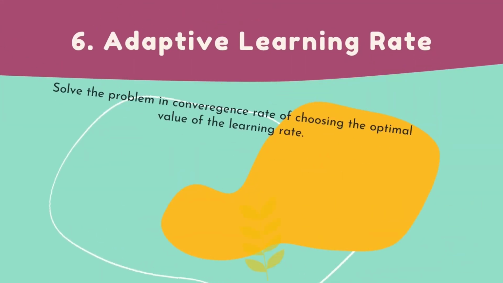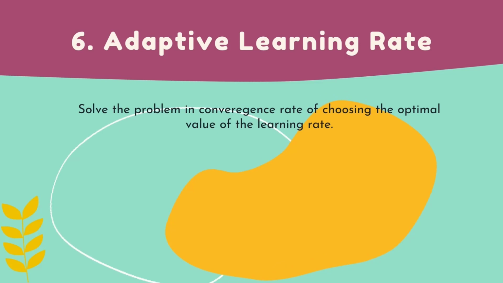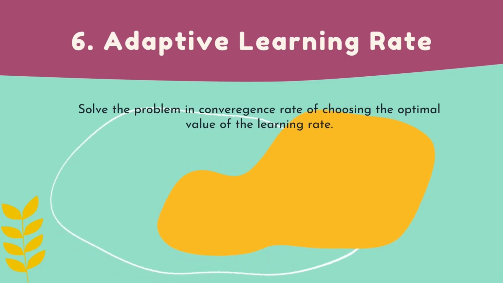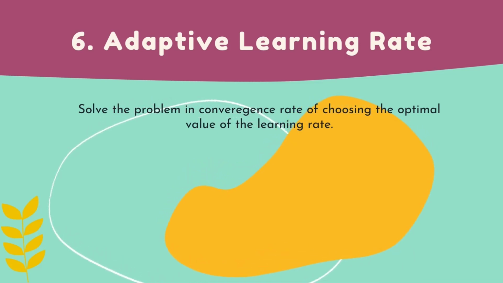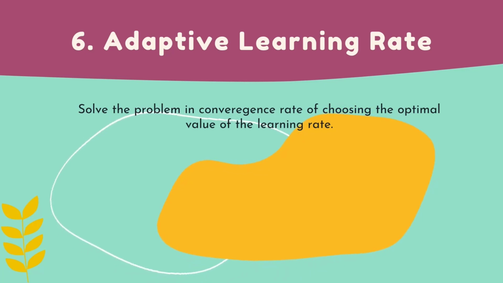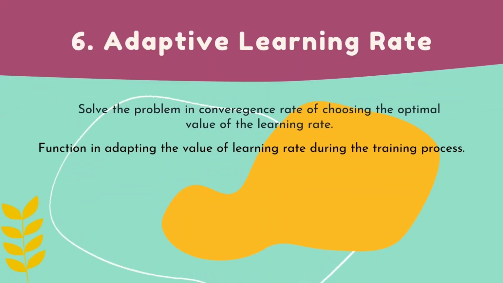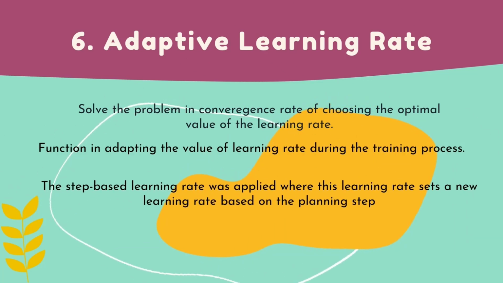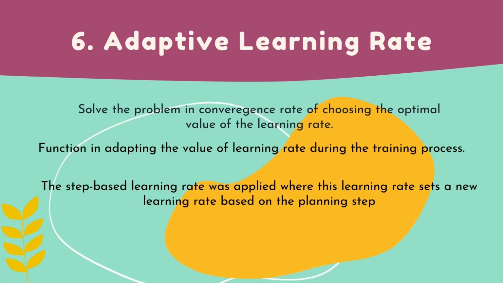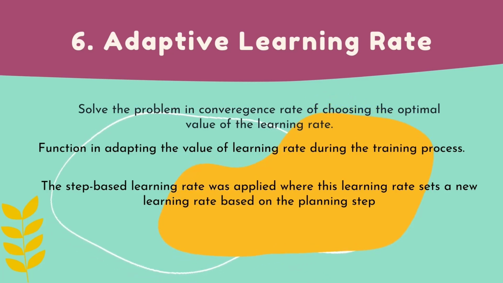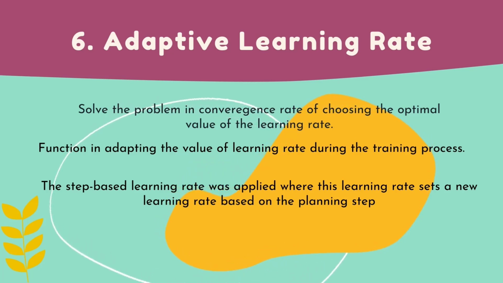The last part of the methodology used is adaptive learning rate. Adaptive learning rate can solve the problem with convergence rate in choosing the optimal value of learning rate by adapting the value of learning rate during the training process. Here, a step-based type of learning rate was implemented. A step-based learning rate sets a new learning rate based on the planning step.